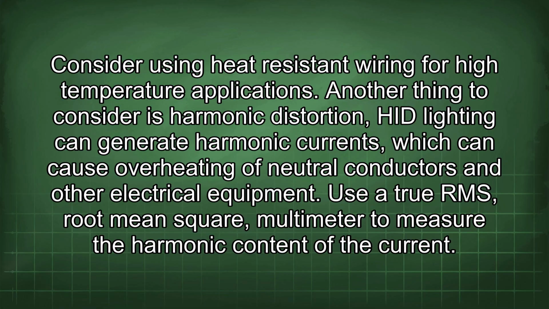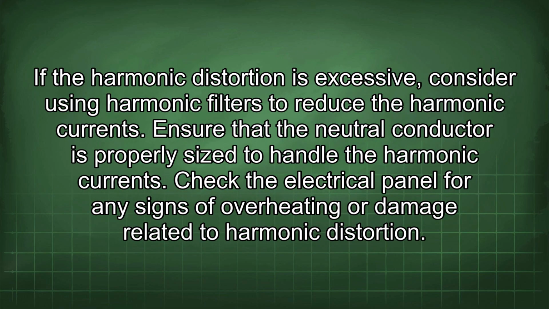Another thing to consider is harmonic distortion. HID lighting can generate harmonic currents, which can cause overheating of neutral conductors and other electrical equipment. Use a true RMS (root mean square) multimeter to measure the harmonic content of the current. If the harmonic distortion is excessive, consider using harmonic filters to reduce the harmonic currents. Ensure that the neutral conductor is properly sized to handle the harmonic currents. Check the electrical panel for any signs of overheating or damage related to harmonic distortion.